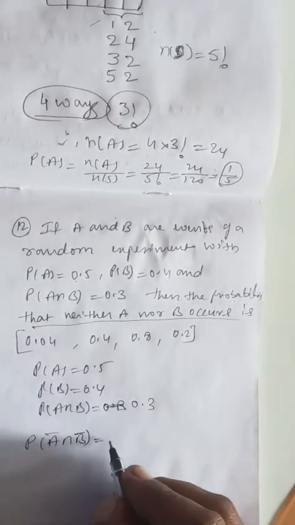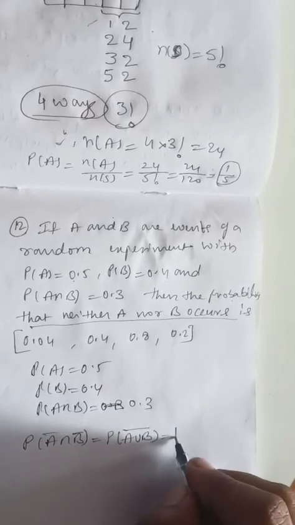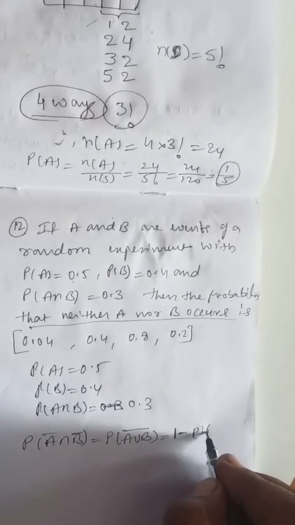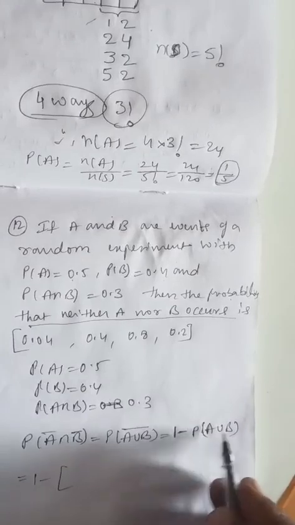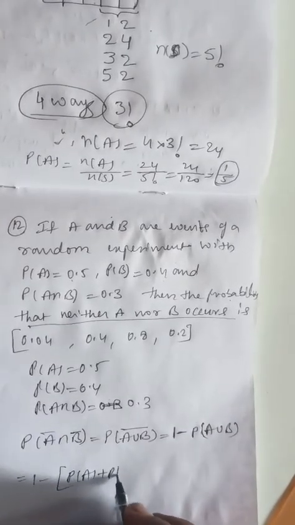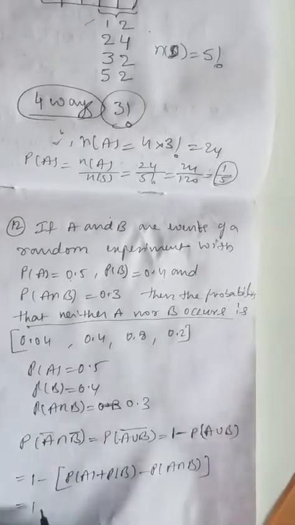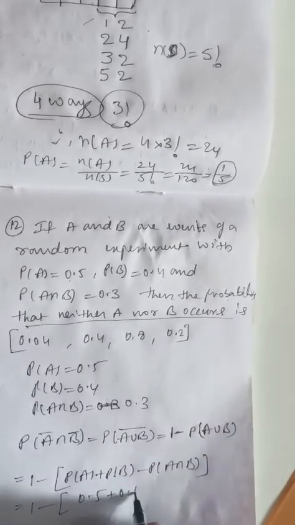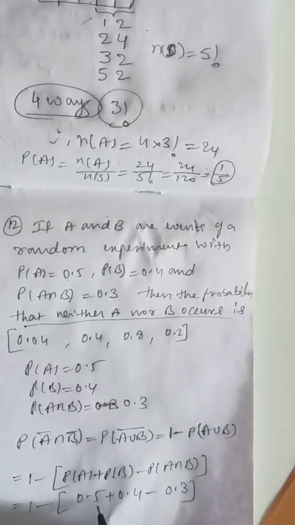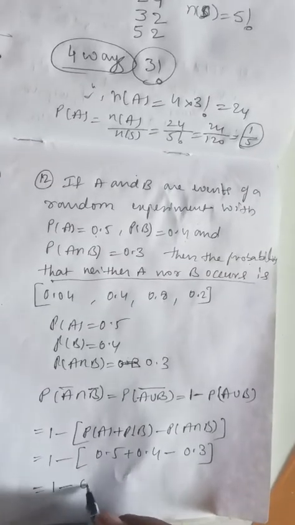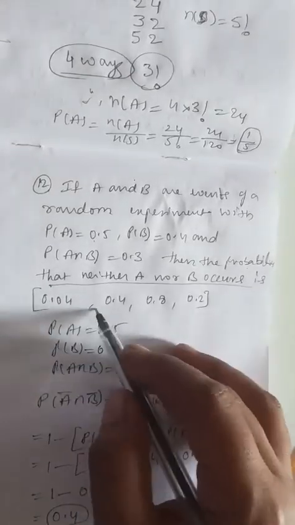P of A bar intersection B bar can be written as P of A union B whole bar, which is 1 minus P of A union B. From the addition theorem on probability, P of A union B is P of A plus P of B minus P of A intersection B, and these three values are already given in the question: 0.5 plus 0.4 minus 0.3. So 1 minus 0.6 is 0.4. So 0.4 is the answer.